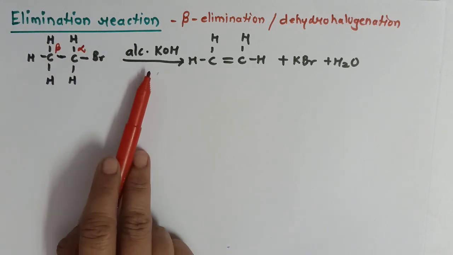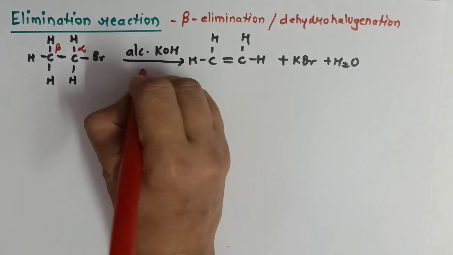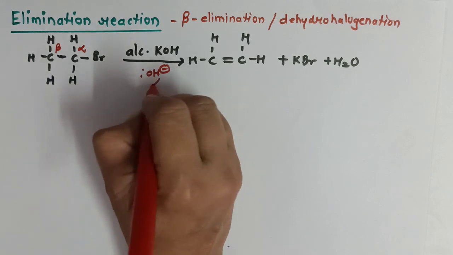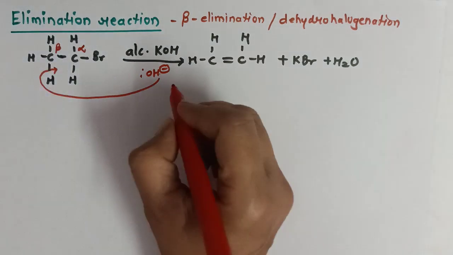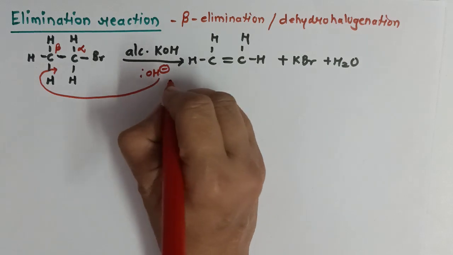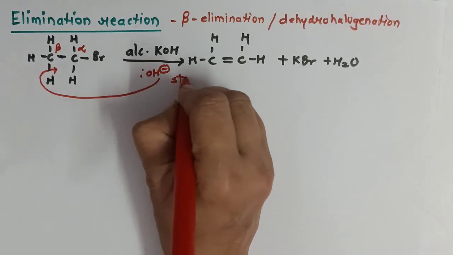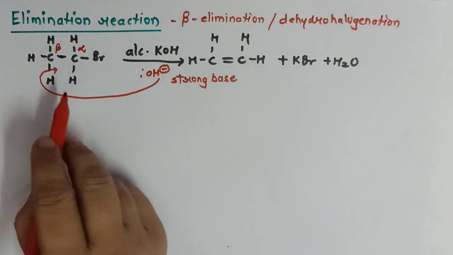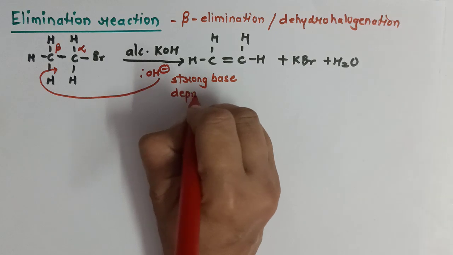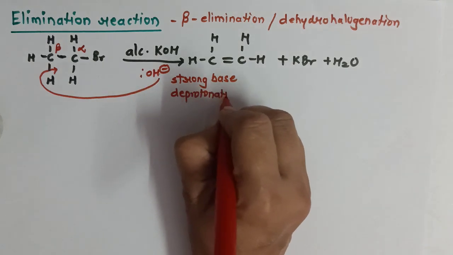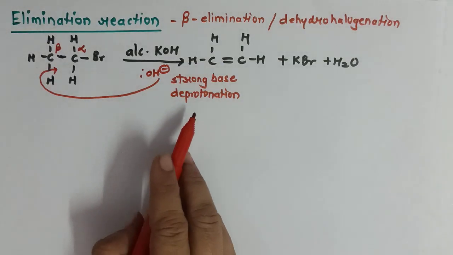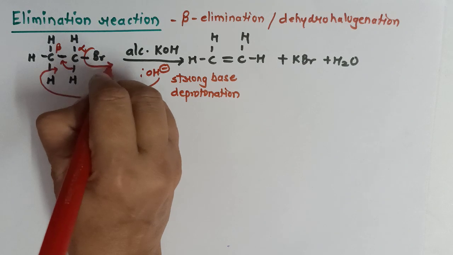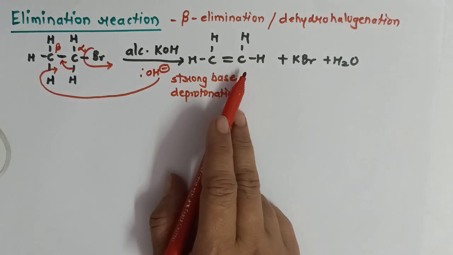The reason lies in the fact that in presence of alcohol, this OH, its lone pair is given to H plus, and therefore in this case OH minus acts as a very strong base, and it helps in the removal of proton, and therefore we say that it will cause deprotonation. Now this bond will shift here, and bromine being a leaving group, it will depart, giving the formation of alkene.